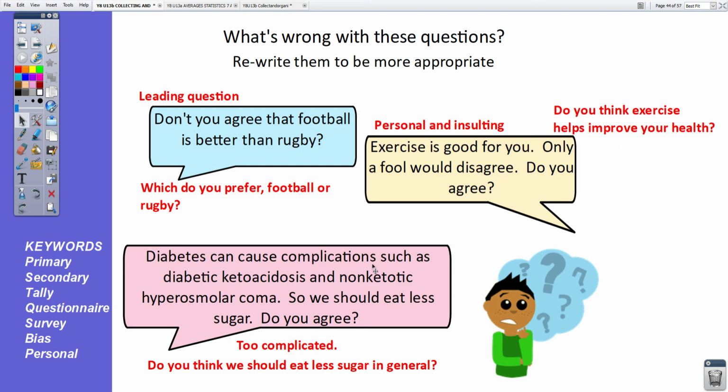Diabetes can cause complications such as diabetic ketoacidosis and non-ketotic hyperosmolar coma. Oh, great. Never heard those before. So, we should eat less sugar. Do you agree? That question's way too complicated. Do you think we should eat less sugar in general? Quite a simple question. Yes or no answer.